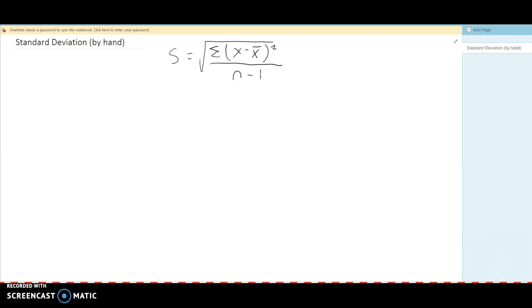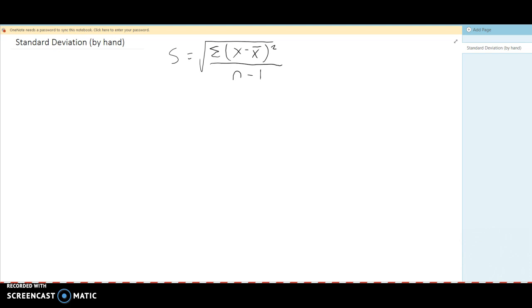I'd like to do a standard deviation by hand as we talked about in class. So first of all, here is the formula. Notice that we take each one of the data values, we subtract the mean, and then we square it, and then we're going to sum all of those squared deviations, and then we're going to divide by the total number of data values minus 1, and then we're going to take the square root of that. And it helps if we do this in a table.